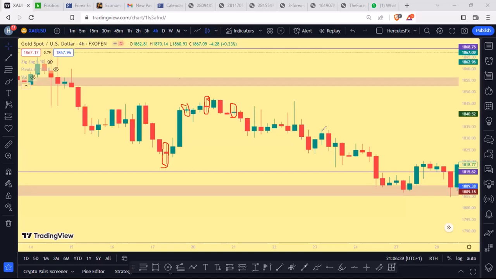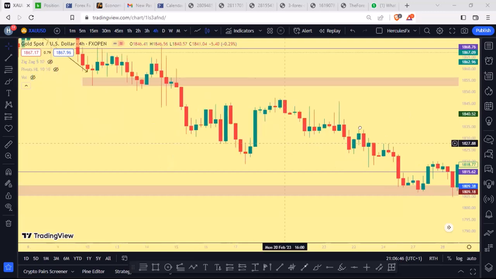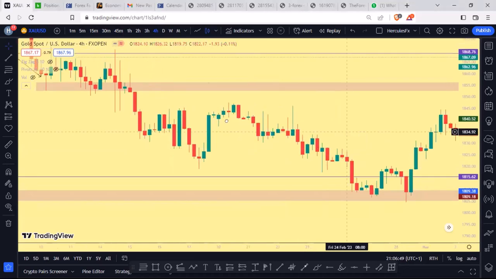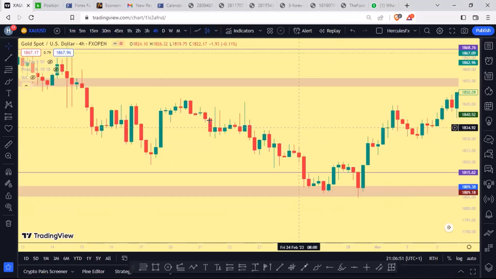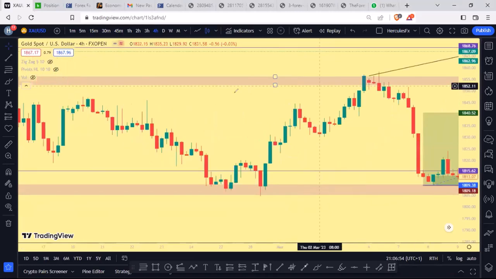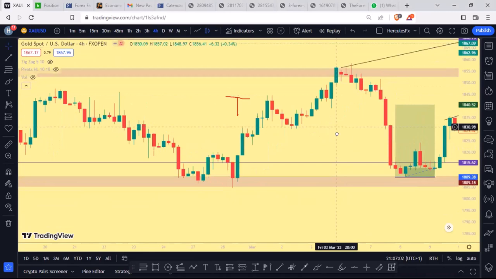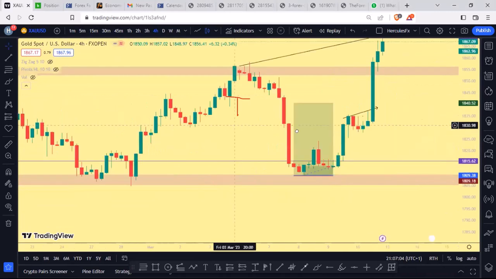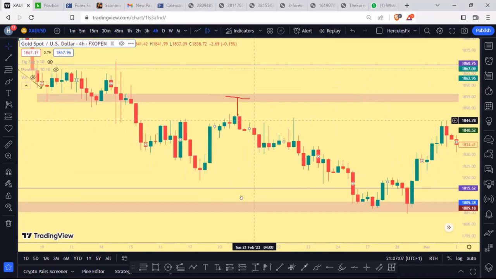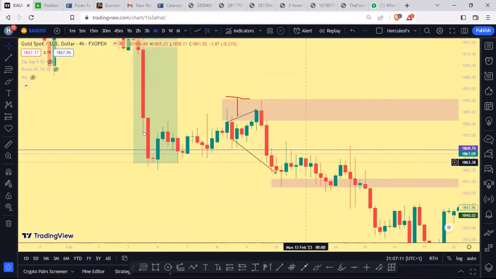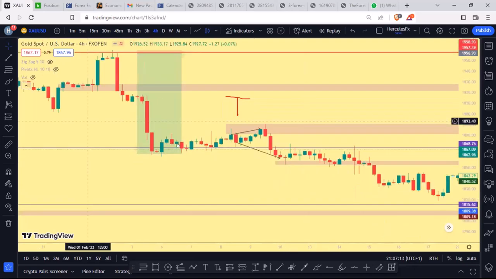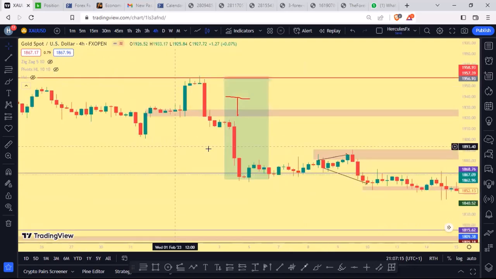Okay, so we move on to dragonfly. Let's see if we can actually locate a dragonfly. Remember, this is what a dragonfly looks like. It looks like a T shape. So let's see if we can find one. Prepare your questions. By the time we identify these candles on the chart, then we'll take your questions.